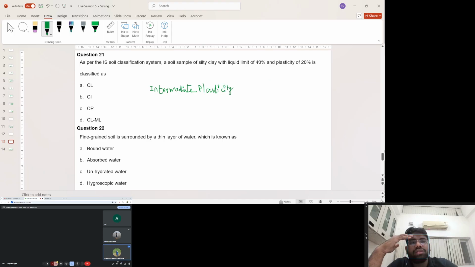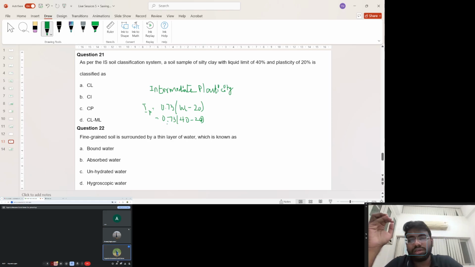Now you need to calculate the theoretical IP, which is 0.73 into WL minus 20. So this is 0.73 into 40 minus 20. So how much will it be? I think it will be lesser than 20 obviously. So the 20 point lies above the A line, which is clay. So it is classified as intermediate clay with intermediate plasticity. All right.